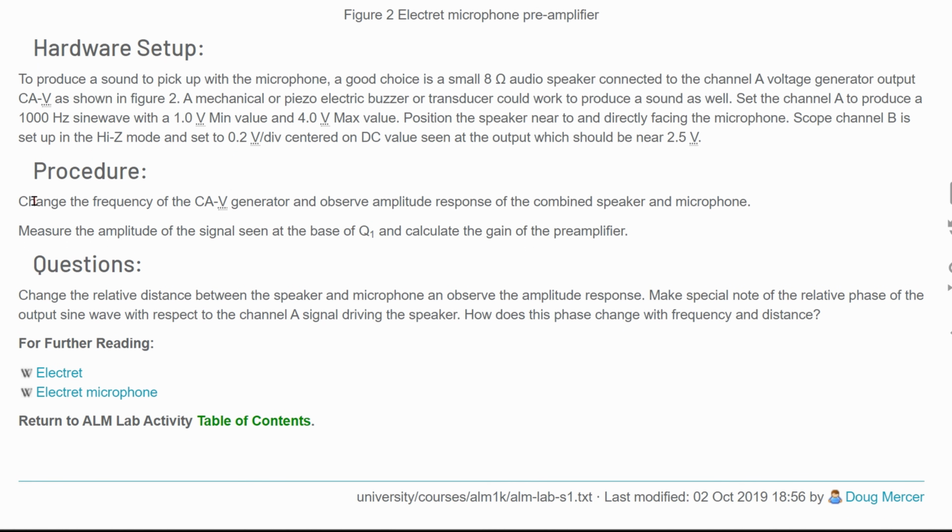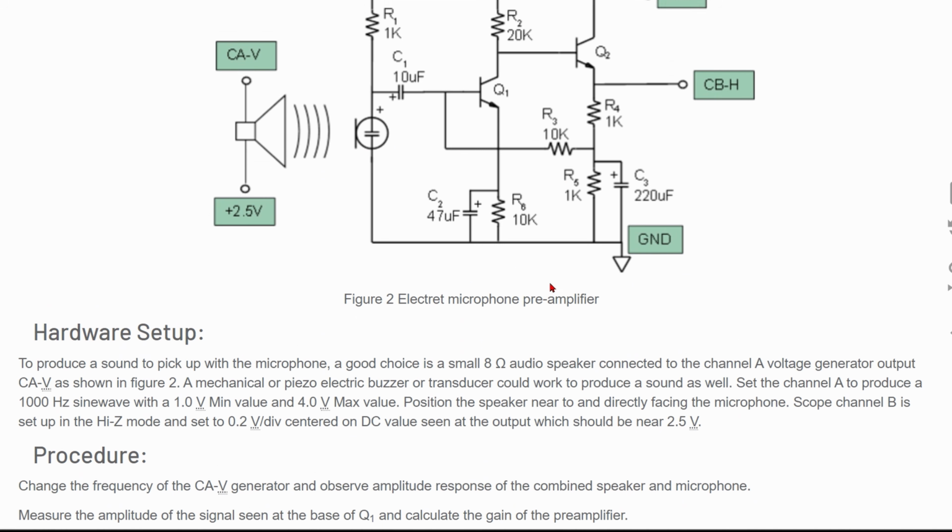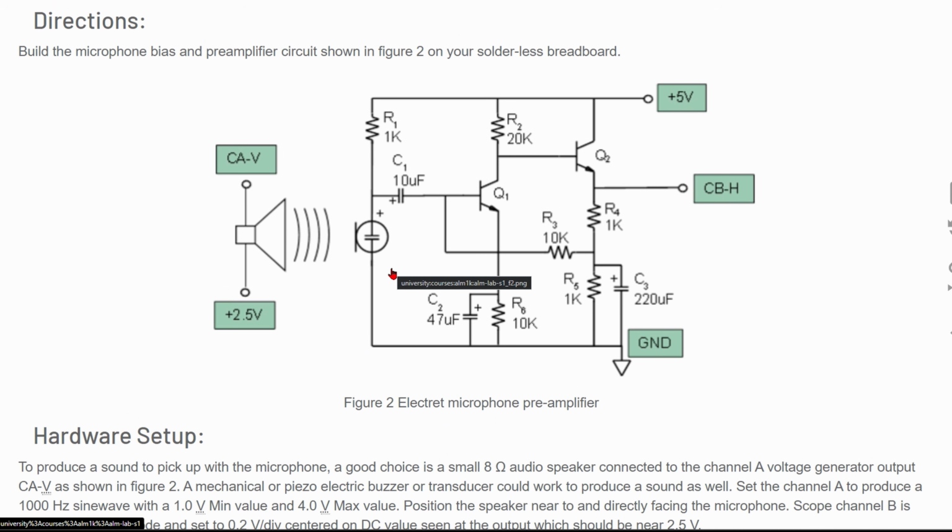We then have our procedure, which is to change the frequency of the generator and observe the amplifier response of the combined speaker and microphone. We're going to measure the amplitude of the signal seen at the base of Q1 and calculate the gain of the preamplifier. So now we're actually going to build this circuit.